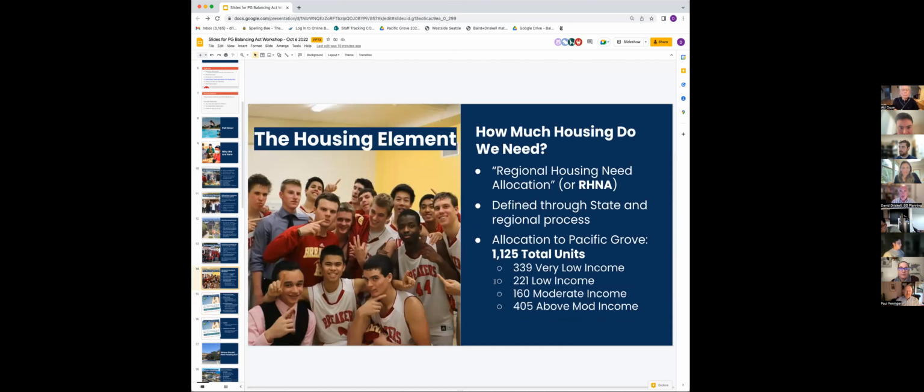So very low income is 50% of area median income and below. Low income is 50 to 80%. Moderate is 80 to 100. And above moderate is 120% and above.